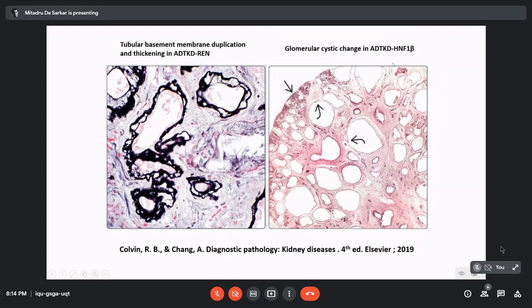Glomerular cystic change could happen in the case of HNF1B mutation. So as you see, all of these dilated structures are not tubules. These are basically dilated glomeruli with the small glomerular tufts as a small nubbin towards one of the poles.